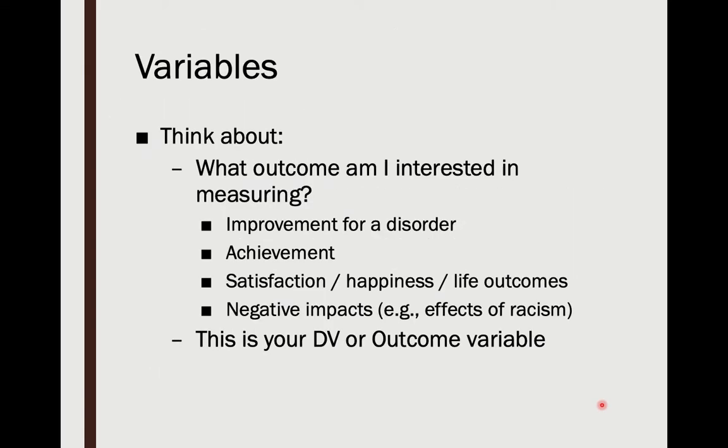So, some variables. If you are stuck on trying to think of a paper proposal, let's think about some outcomes. What outcome are you interested in measuring? Maybe you are interested in measuring improvement for a disorder, so how much better someone gets in ADHD, for example, or achievement, maybe grades, or satisfaction, or happiness, or maybe negative impacts, so the effects of racism, for example. This is your outcome variable, or your dependent variable.